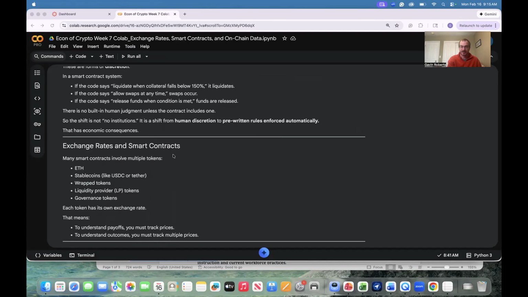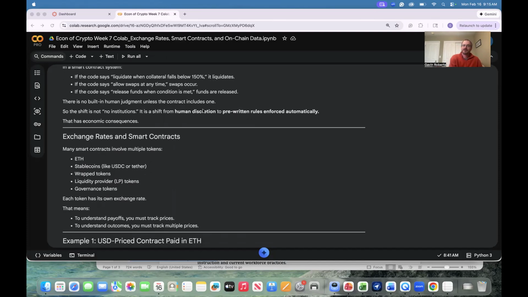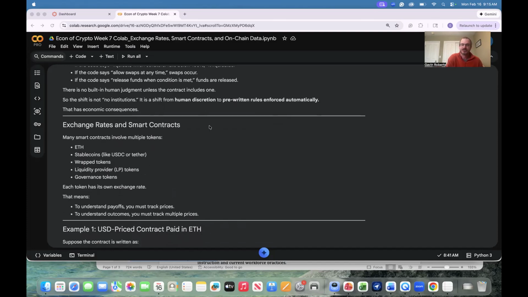So in a smart contract system, if the code says liquidate when the collateral falls below 150%, it will liquidate no matter what. There will be no human discretion around that. If the code says allow swaps at any time, swaps will occur at any time. If the code says release the funds when conditions are met, funds will be released. Now we can imagine different situations.